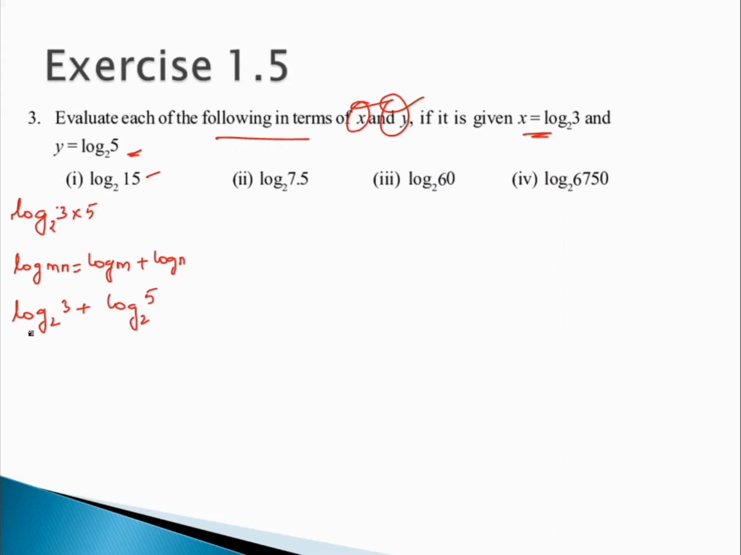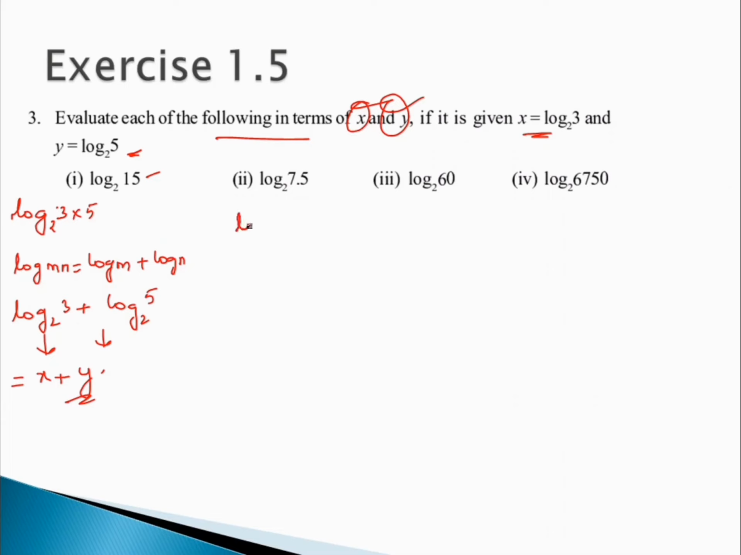And here it is given as this value of x and this is the value of y. Okay, so I can write this one directly like this. So let us look at the next sum over here. So this is how much? This is 7.5, right?